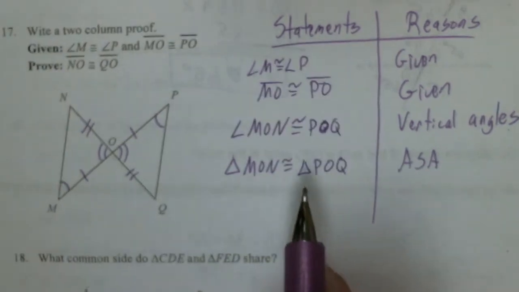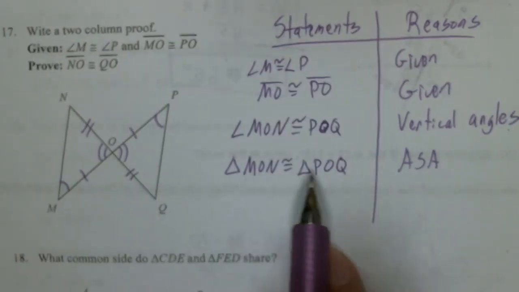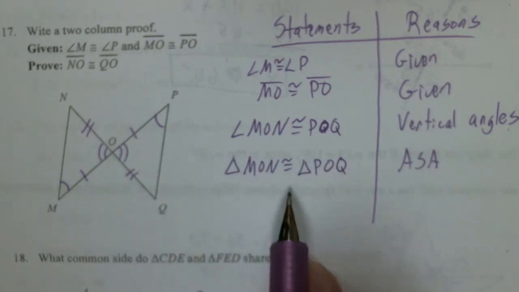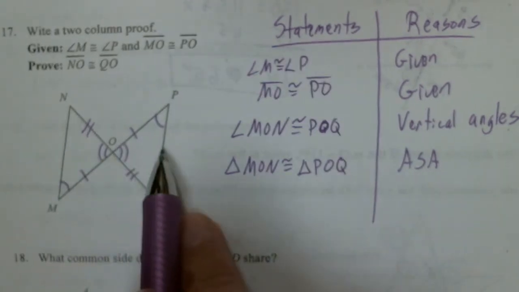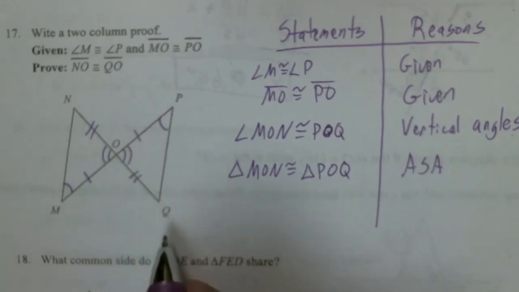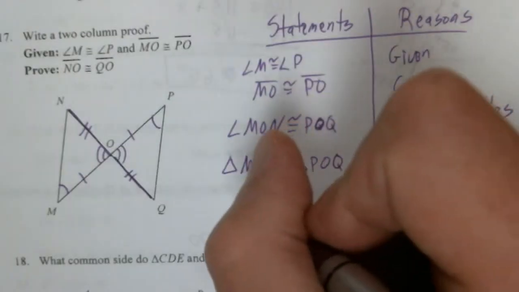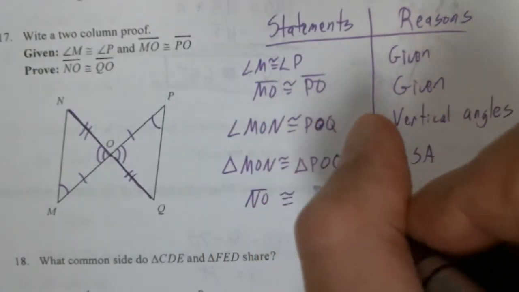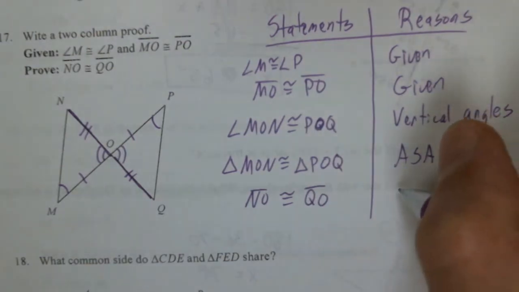It's the same thing with triangles. Once you come up to me and tell me these 2 triangles are twin sisters, I can say, oh, well, everything else about them is the same. That means these 2 lines have to be the same. These 2 angles have to be the same. These 2 lines, NO and OQ, have to be the same. So now I'm able to say NO is congruent to QO because they're twins.